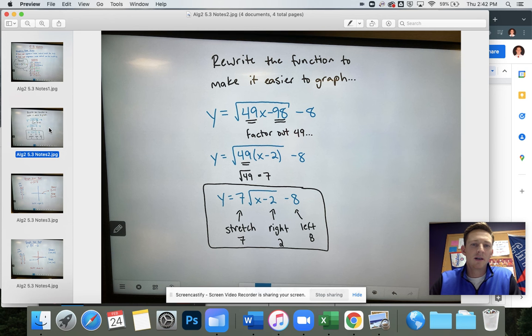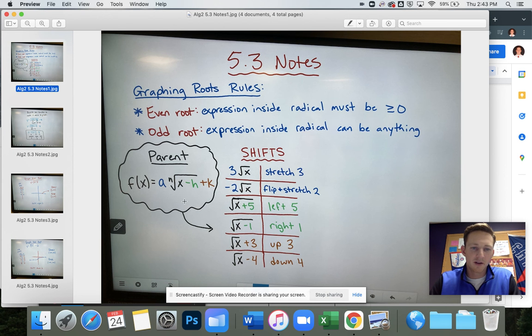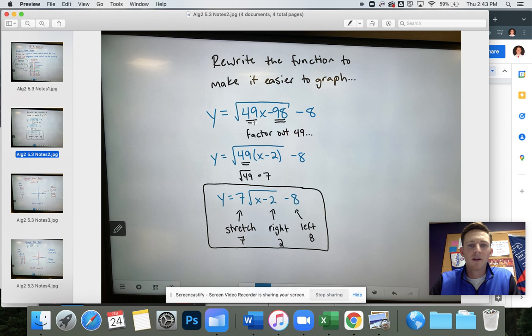Moving on, we have a function right here, and we want to graph it. We want to figure out where this thing is going to shift. Well, if we have y equals the square root of 49x minus 98, minus 8 is on the outside, we want to make this thing look like our parent function. Okay, so notice there's no number in front of the x on our parent function. So let's try to factor out a number to get rid of the 49. In this case, 49 goes into 49, and it also goes into 98. So we're going to factor out this 49.